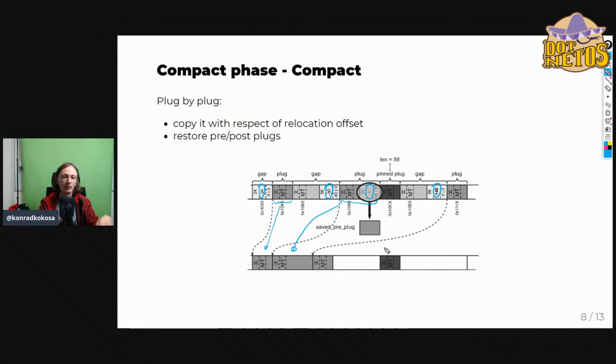Those plugs might be pretty big, because here I'm just showing you plugs consisting of a few objects, but remember that a plug may be in megabytes, even in gigabytes if you have a lot of objects. So a few hundred megabytes of data may be moved with respect to this reallocation offset, and the whole plug will be moved like that to make this compaction. And this will be happening plug by plug.